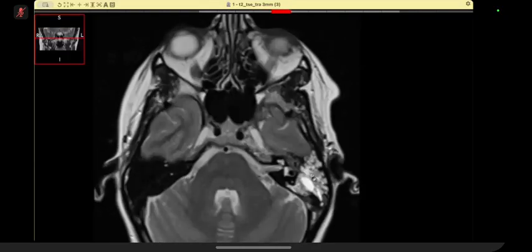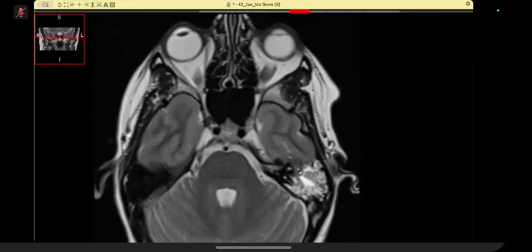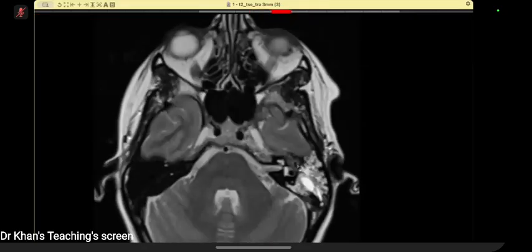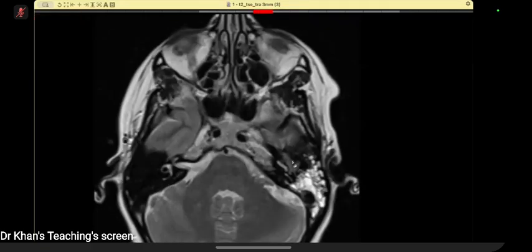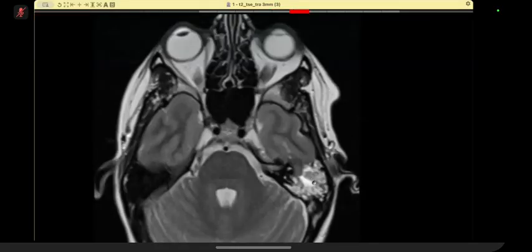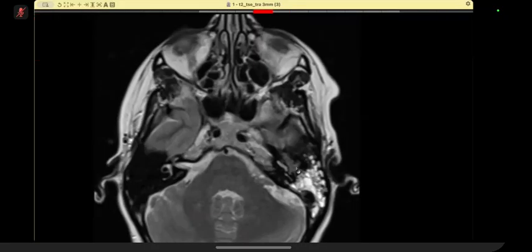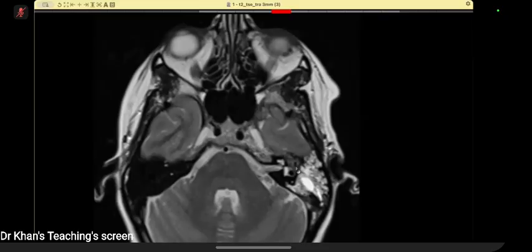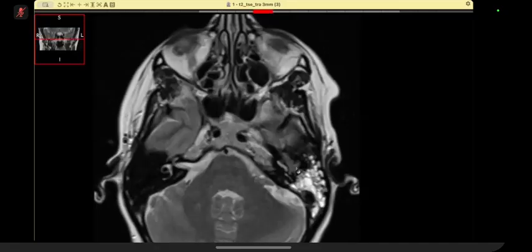Okay, and which part is this opacity filling up? This is filling the middle ear cavity. The middle ear cavity. Now, how do you explain this opacity? What is the signal? This is hypointense signal in the middle ear cavity. So this is soft tissue, because the signal in the mastoid effusion appears high in T2. So what would you like to do next?